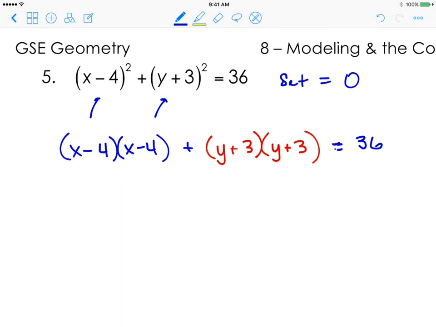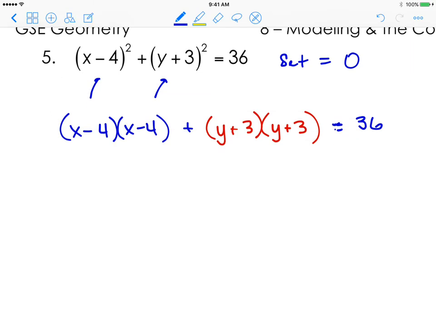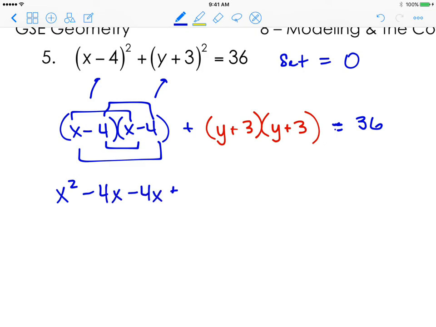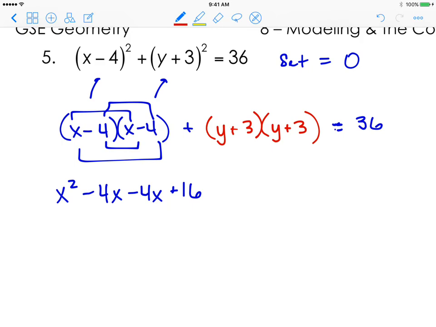Okay, so here we go. We're going to FOIL both binomials. Okay, so remember, it's first, outside, inside, last. So x times x is x squared minus 4x minus 4x plus 16. Okay, first, outside, inside, last. Okay, let's do it again.